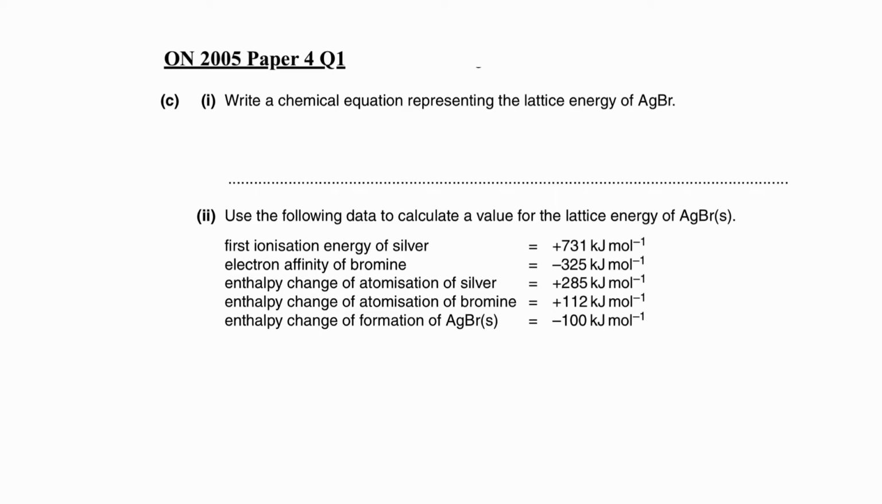To construct a Born-Haber cycle, we always have to start with enthalpy change of formation and end with lattice energy. So we have to make use of the given information to turn the elements needed for the enthalpy change of formation step by step into the gaseous ions needed for the lattice energy.